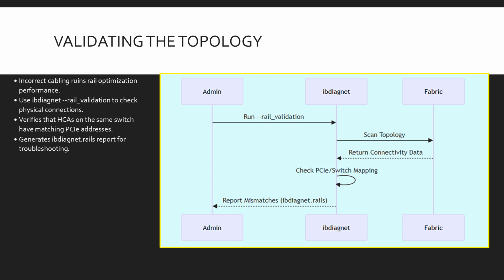In this sequence, the administrator initiates the validation command. The tool scans the physical fabric topology. It then internally compares the connectivity data against the rail-optimized rules, specifically checking PCIe addresses. Finally, it outputs a specific report file to the admin, highlighting any errors that need physical correction.